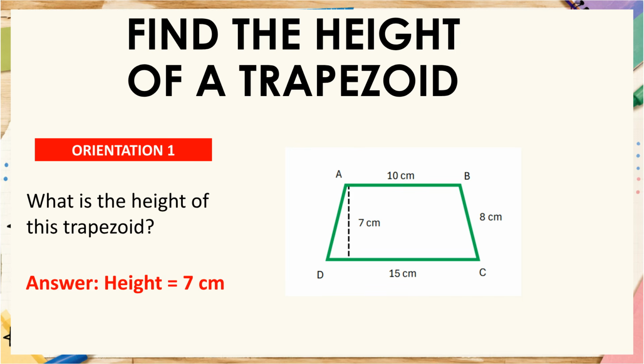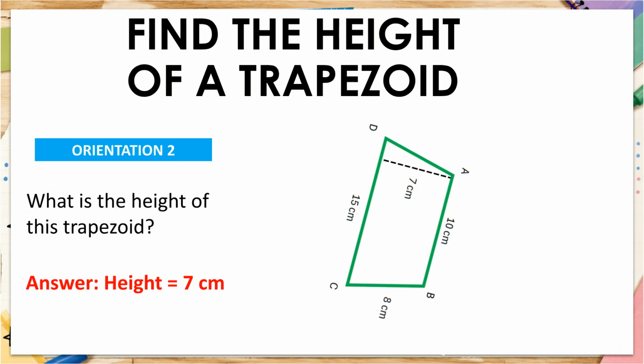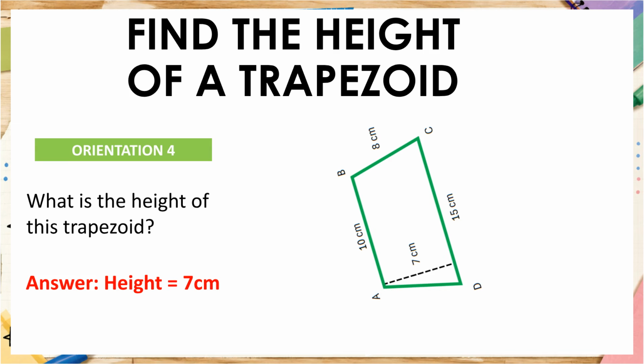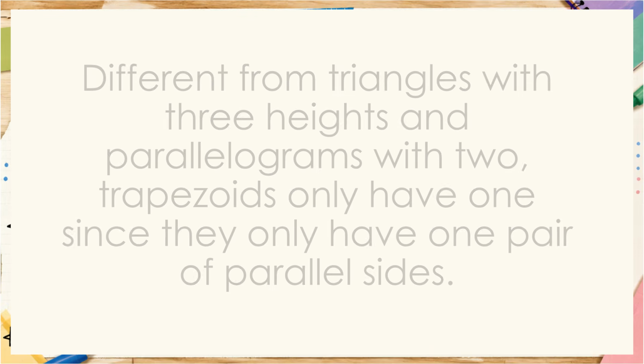In this first orientation, we can identify the height of the trapezoid as 7 centimeters. When we look at orientation 2, the perpendicular height is measured at 7 centimeters. Moving to the third orientation, we can again see the height marked as 7 centimeters. In this final orientation, the height remains 7 centimeters.